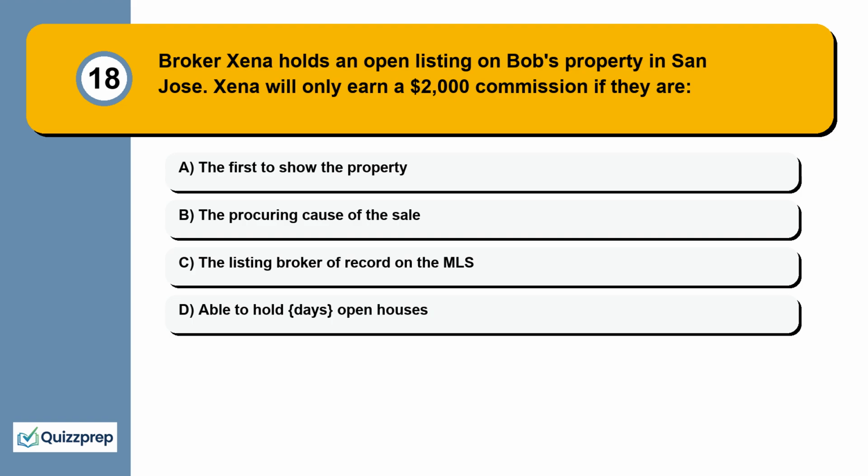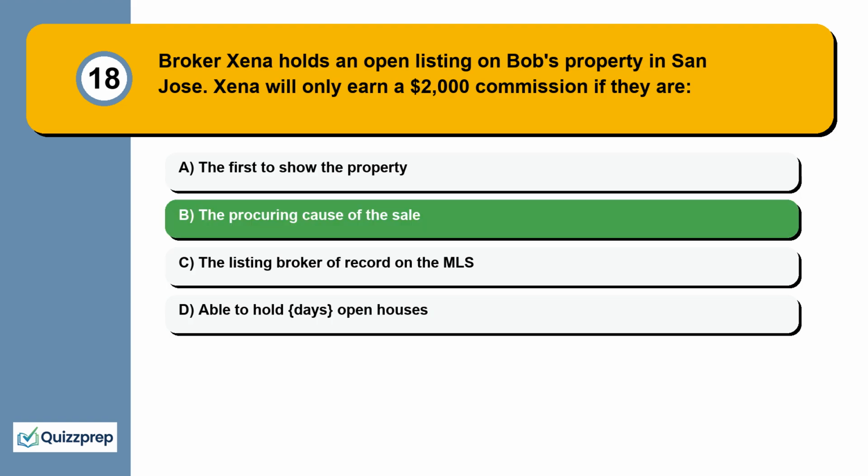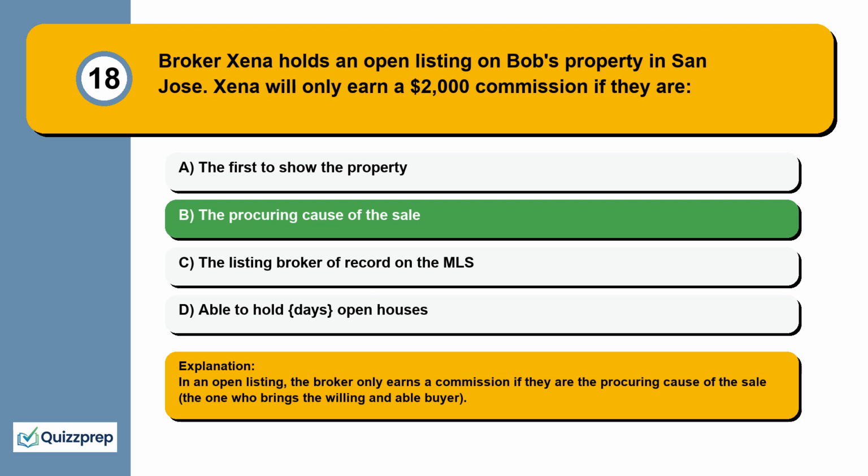Question 18. Broker Zena holds an open listing on Bob's property in San Jose. Zena will only earn a $2,000 commission if they are the first to show the property, the procuring cause of the sale, the listing broker of record on the MLS, able to hold, days, open houses. In an open listing, the broker only earns a commission if they are the procuring cause of the sale, the one who brings the willing and able buyer.